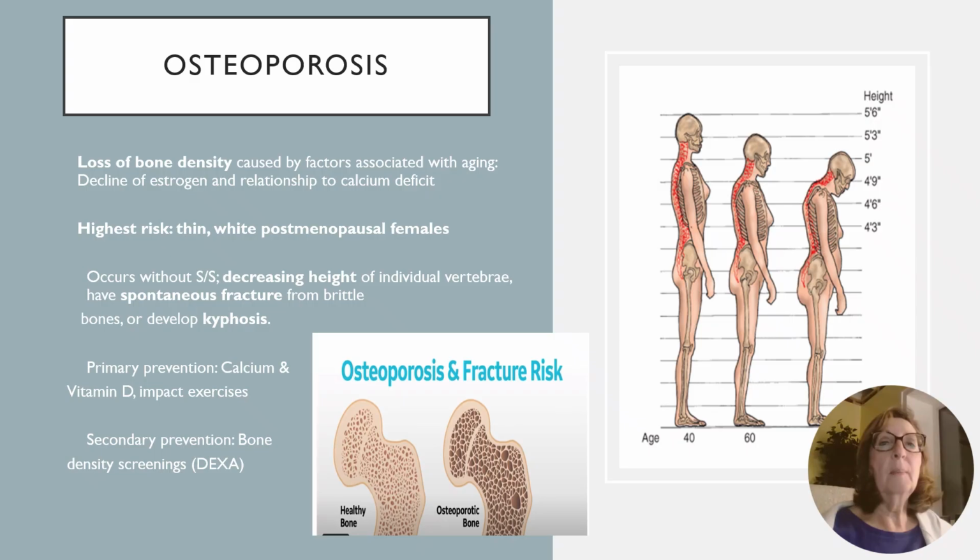Secondary prevention type things. So usually around the age of 50 or so, once menopause has happened, we like to recommend for our patients to go get a bone density scan. It's called a DEXA scan. And it's just kind of like an x-ray, but they look at the whole body and they can determine what the bone density is for that patient.